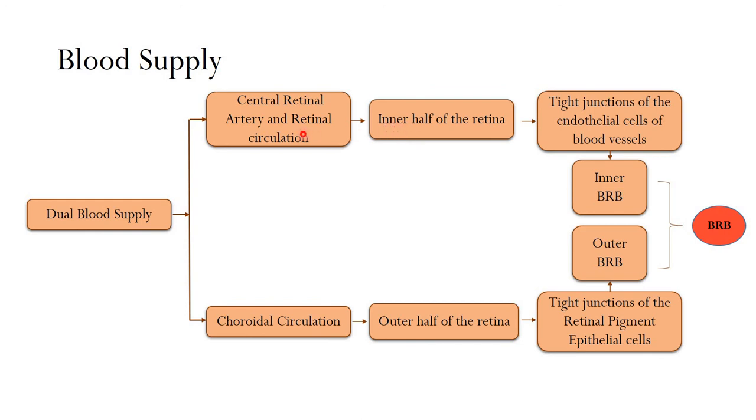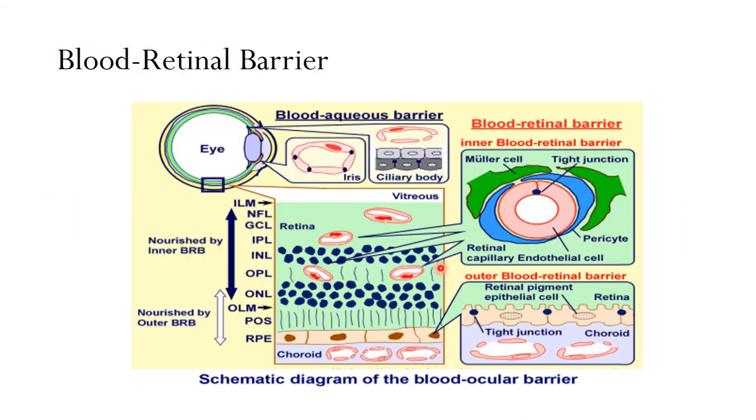So the central retinal artery supplies the inner half of the retina, and then there is a tight junction, and there would be the inner retinal barrier. When the choroid supplies the outer half of the retina, there will be the outer retinal barrier. So both together are called the blood retinal barrier. Okay, so this is how the blood retinal barrier actually looks like.